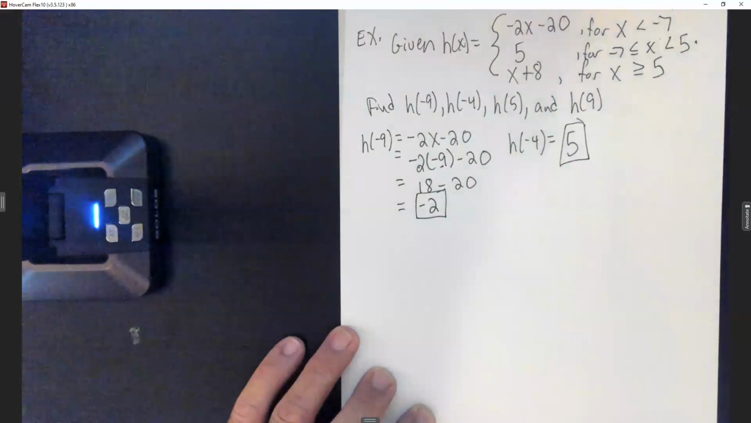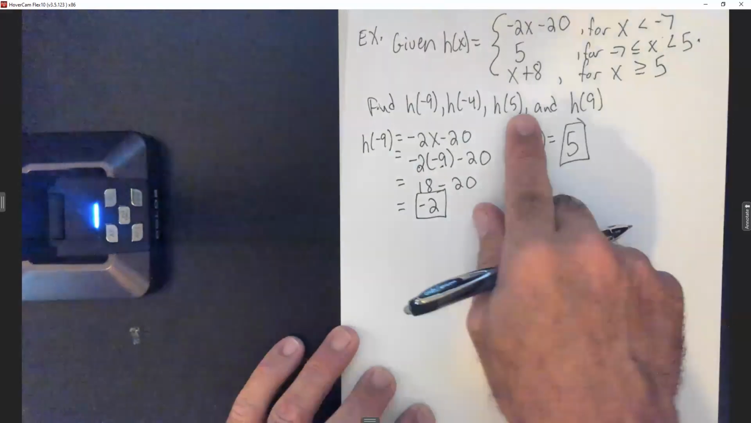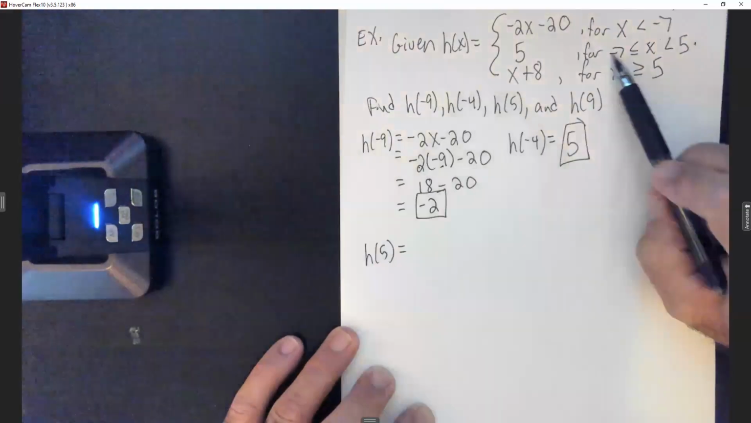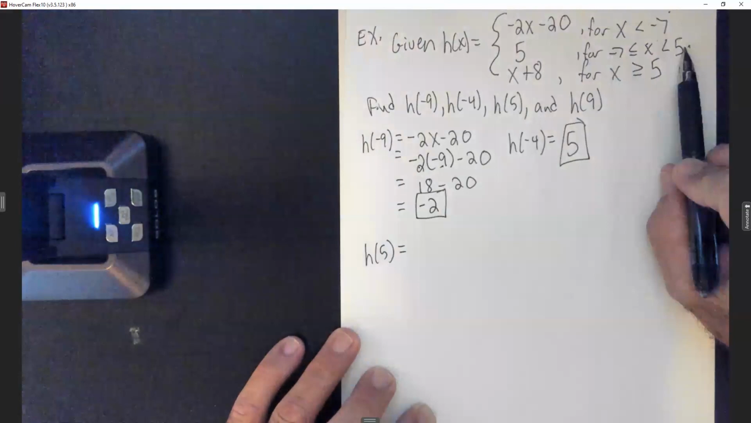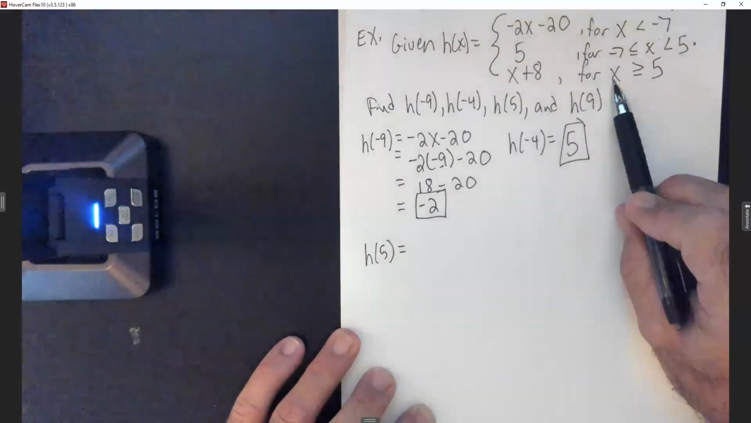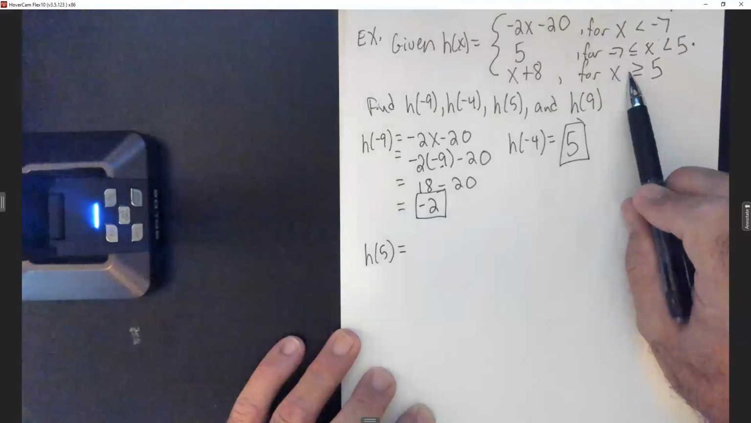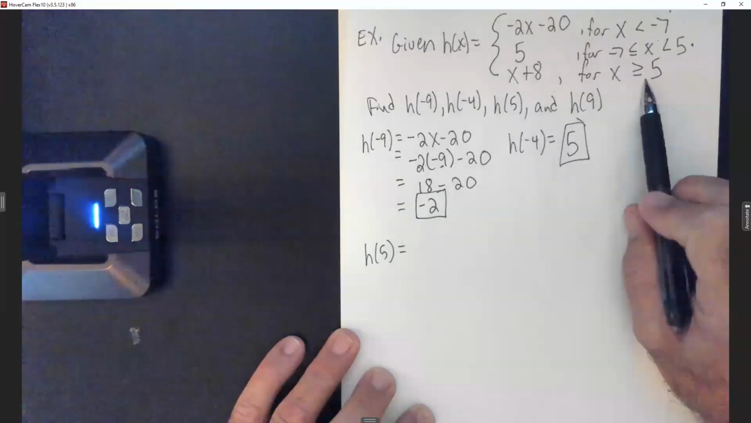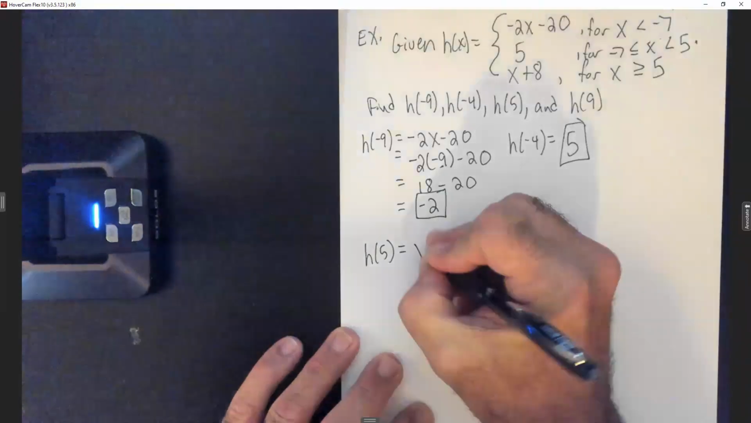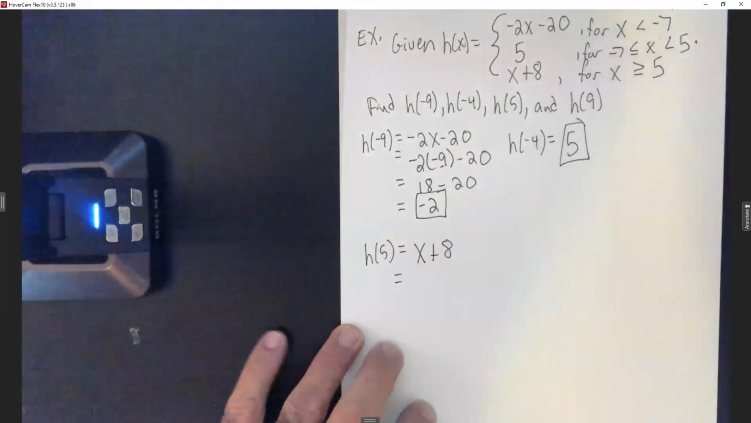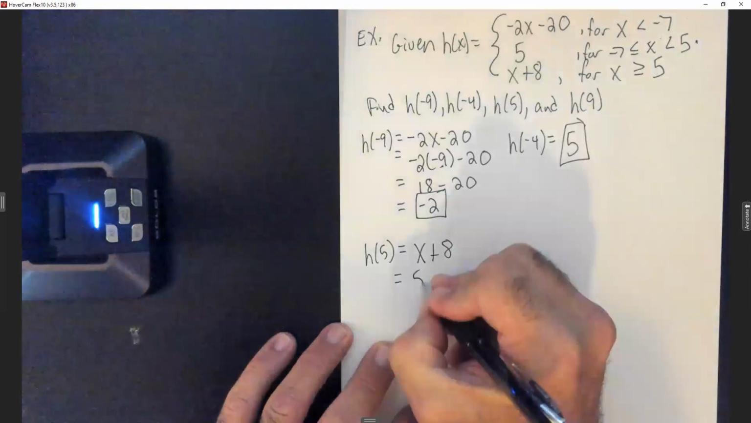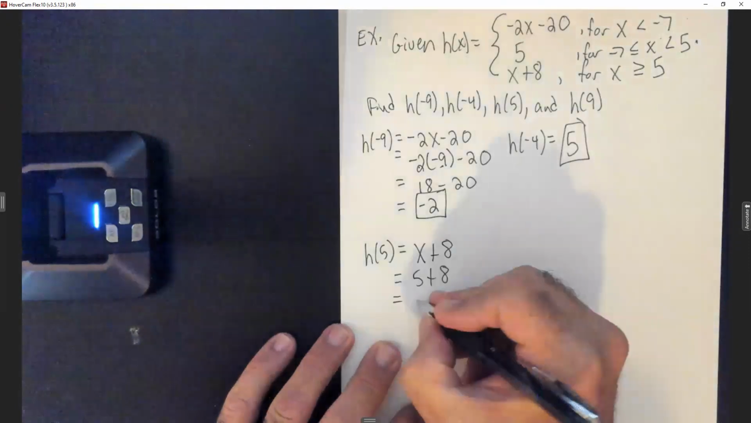So what was next? h of 5. So h of 5, if you put the 5 here, 5 is not less than 5. So I got to go to here. If I put the 5 here, 5 is greater than or equal to 5. So since the equals is on this part of it, we would use the x plus 8 equation. Now, this one does have a variable, so I'm going to put the 5 in for the x. And then 5 plus 8 would give us 13.